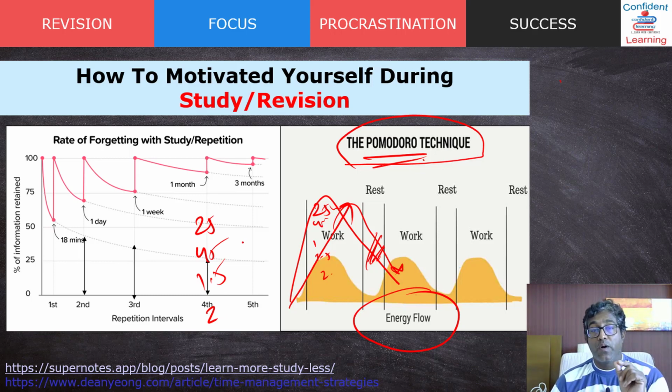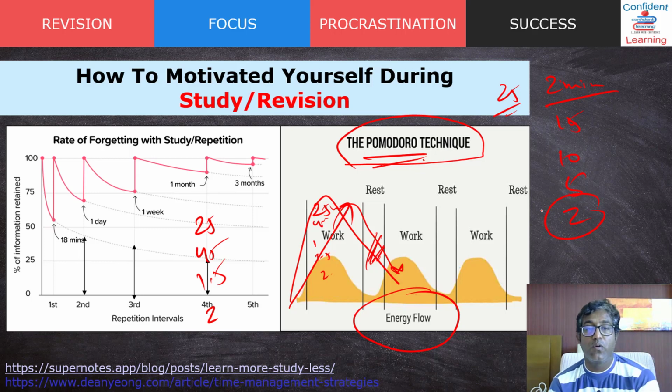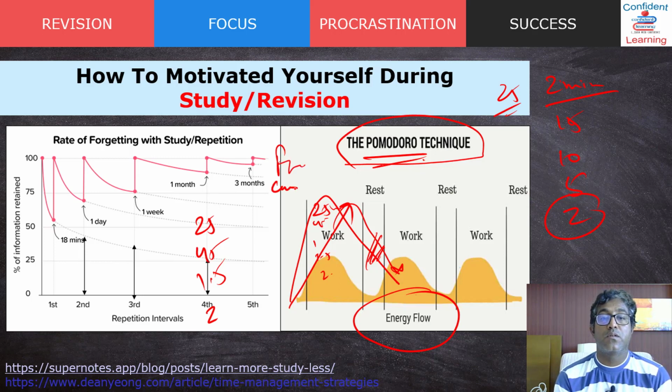But what you have to do is sit. If you are not able to sit for 25 minutes, try to sit for 15 minutes, 10 minutes, 5 minutes, at least 2 minutes. Sit for 2 minutes, read one line, then take some rest. If you do this frequently and consistently, you will feel ashamed: can I read only for 2 minutes? Let's start with 5, 10, 15, 20 minutes. Then you will feel a change in yourself.